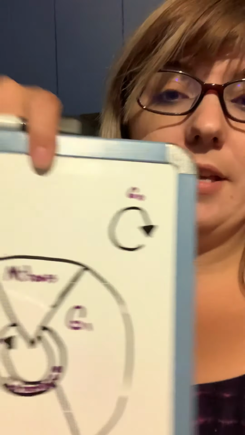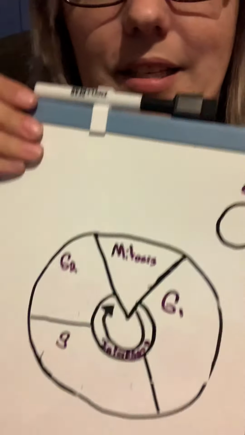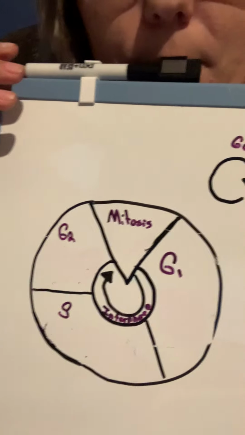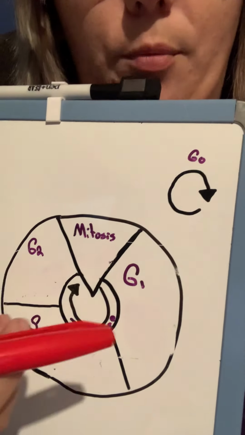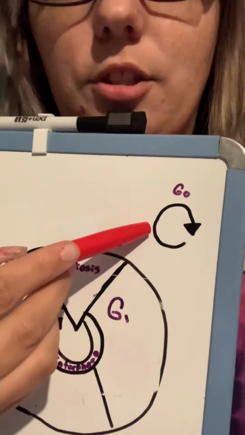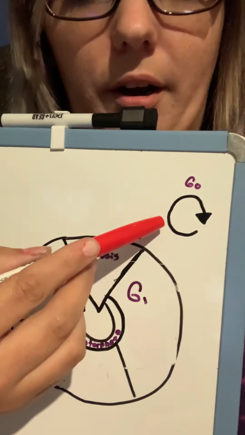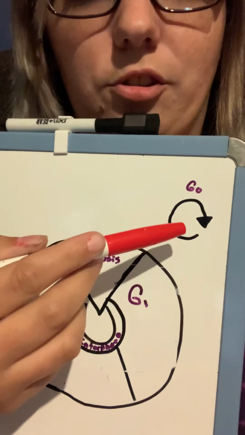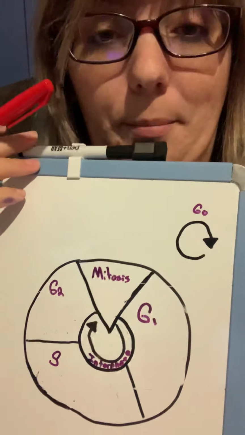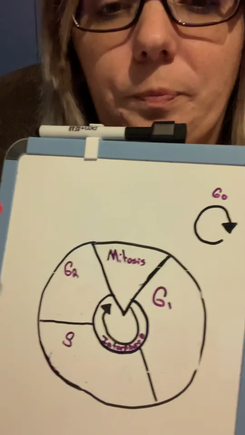So our first little diagram is of the cell life. And so over here on the side, we have what we call our G0 stage. That is where our cells spend most of their time, in the G0 stage. That's just when they're performing their basic functions that they're meant to do.